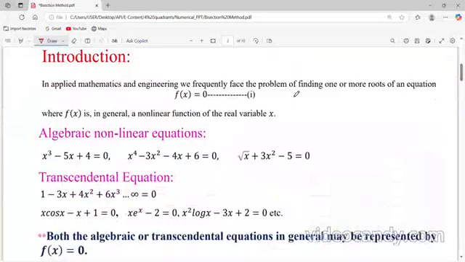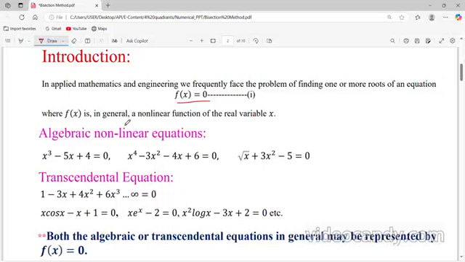In applied mathematics and engineering, we frequently face the problem of finding one or more roots of an equation f(x) = 0, where f(x) is in general a nonlinear function of real variable x. But in most cases, it is very difficult to have explicit solutions of equation 1, and therefore we proceed to look for a root of equation 1 numerically with any specified degree of accuracy. The numerical methods of finding these roots are called iterative methods.